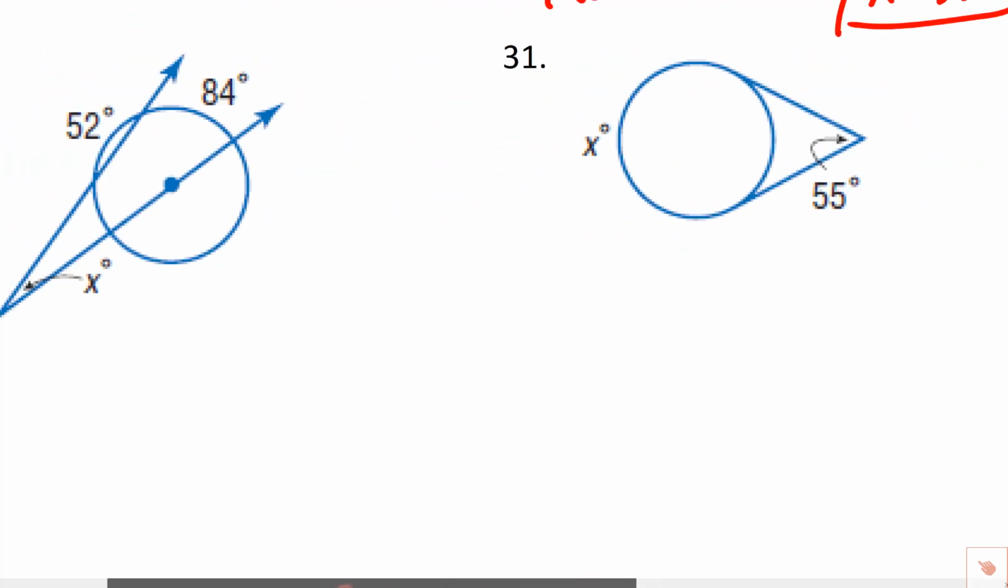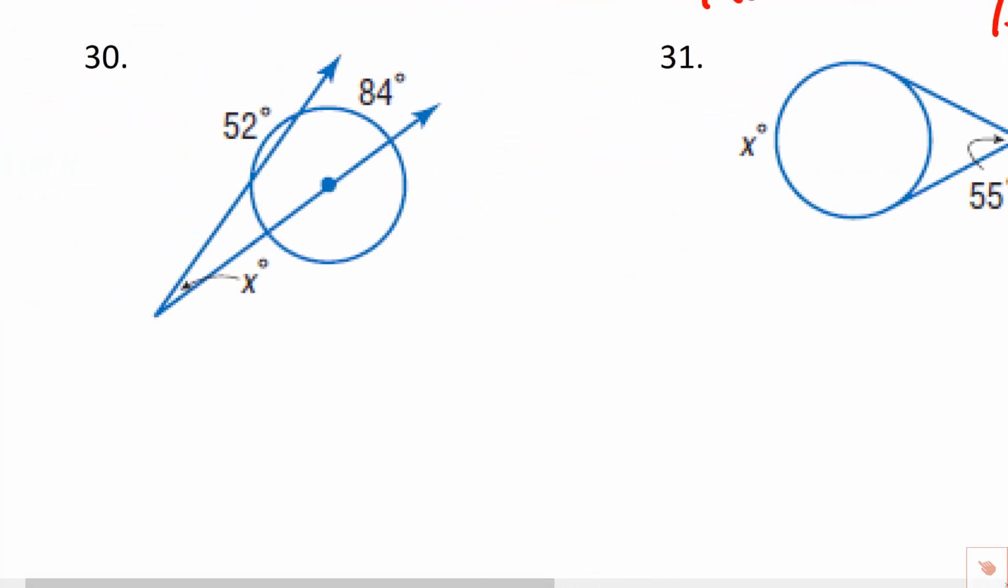Let's see, we're cruising through this. So we're on number 30. Again, another exterior angle. Notice that this goes through the center. So we've got 84 and 52. If I do 84 plus 52, and I add those together, I get 136. So this is 180 degrees altogether. So I'm going to do 180 minus 136. That's going to give me, let's see, 44? Yeah, 44. So this is going to be 44 degrees right here.